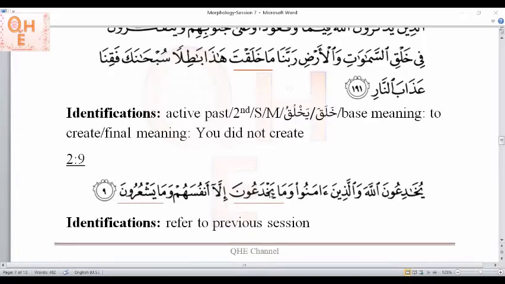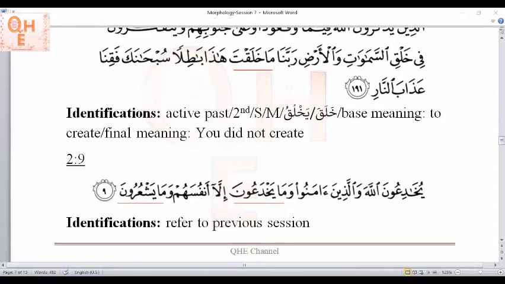So the kha, dal, ain, you will see that it means in general the base meaning, like to cheat, to deceive. So they deceive, they do not deceive, because this is ma. Yash'uruna, shin, ain, ra, gives the base meaning like to understand, to learn. So ma yash'uruna, they do not understand. Okay, but please go over the last session and look at all the details. I think you know those details by this time.